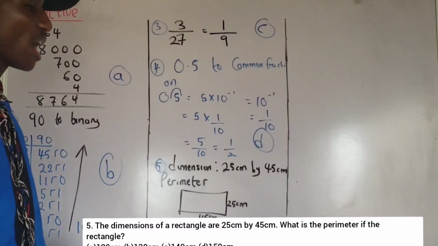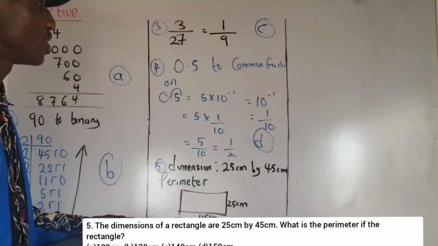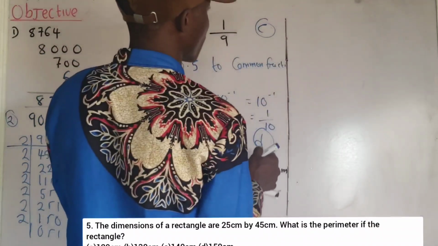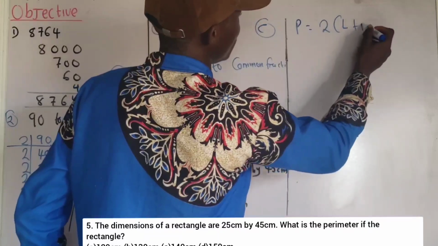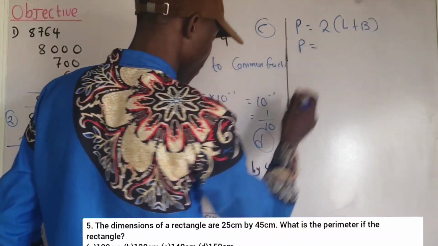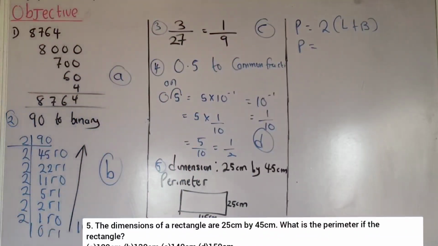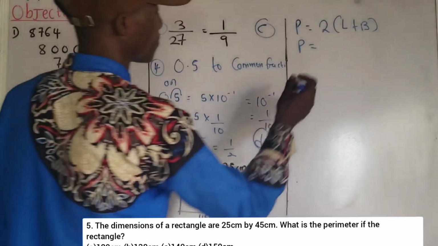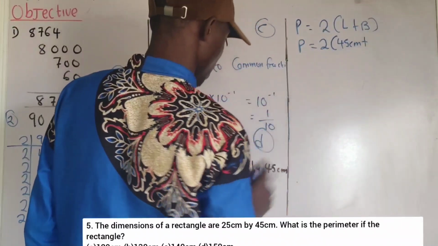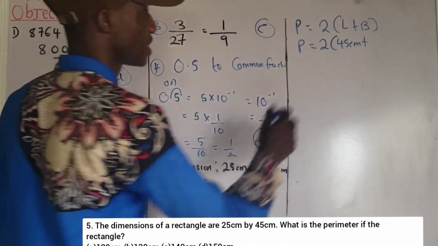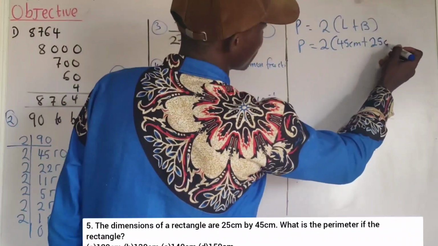Okay, now how do we calculate the perimeter of this rectangle? Don't forget that the perimeter of the rectangle is given by this formula. Perimeter P is equals to 2 into bracket L plus B. I just drew out this rectangle to help you to understand the solution to the question. The length is 45, so I'm going to have 2 into bracket 45 centimeter plus 25 centimeter.